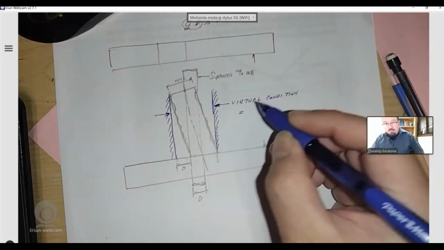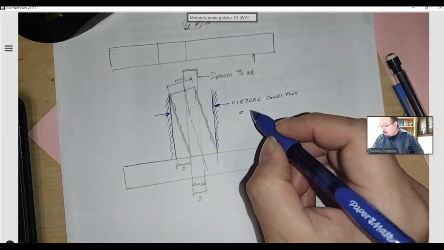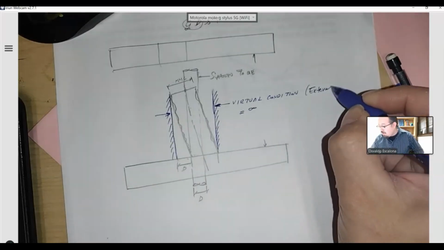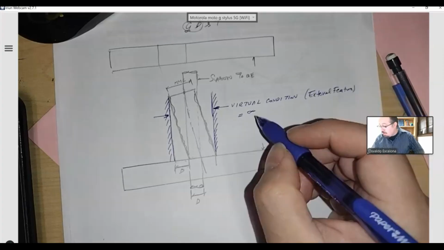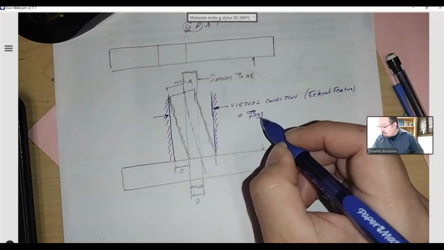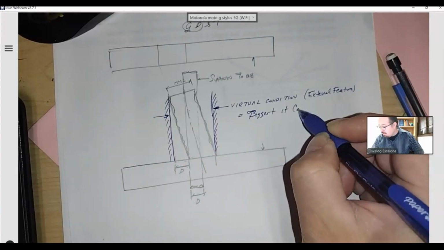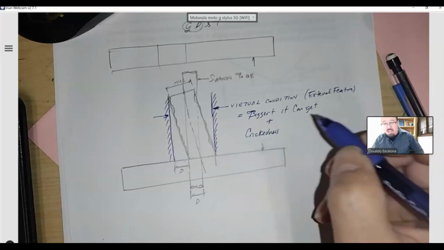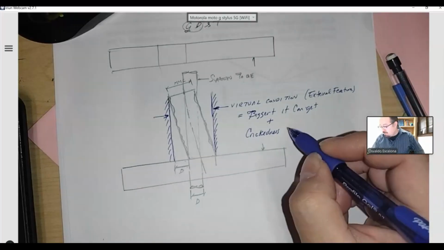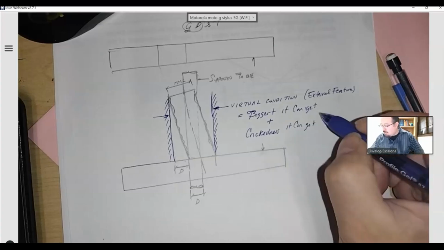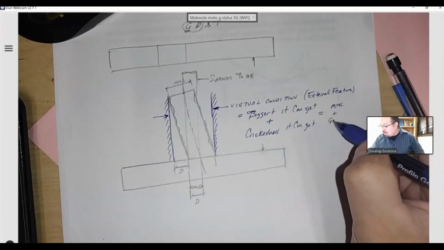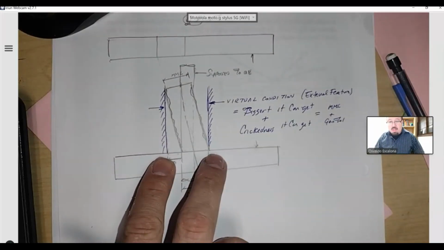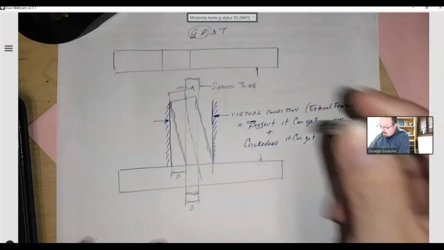So the virtual condition is equal to the biggest, let's call it in this case for an external feature, so I have a pin, external feature. The worst case condition will be the biggest I can get, plus the crookedness I can get, or is equal to the MMC plus the geometric tolerance. And I want you to see that now I have accounted for both of them, and that my part should now be able to fit in here.